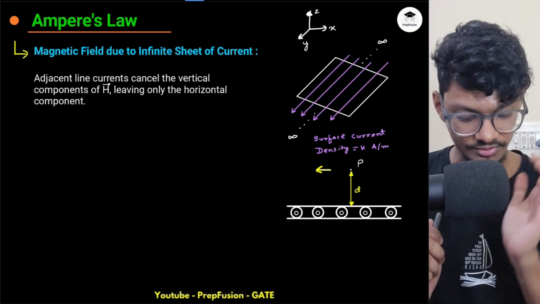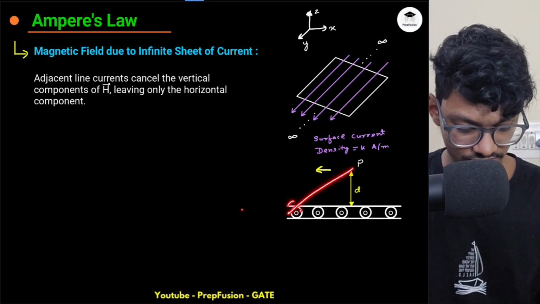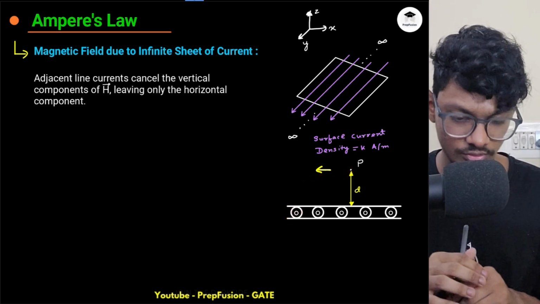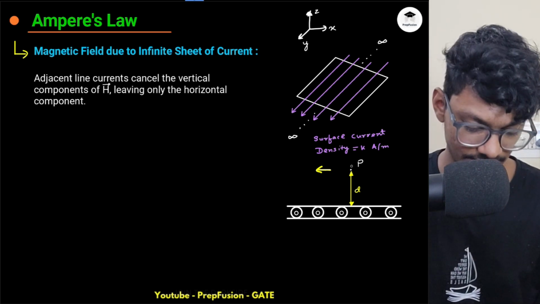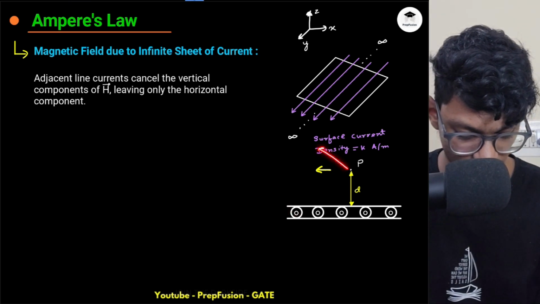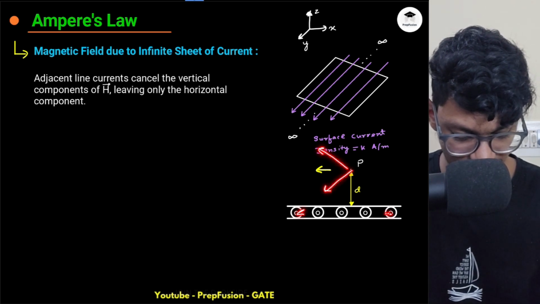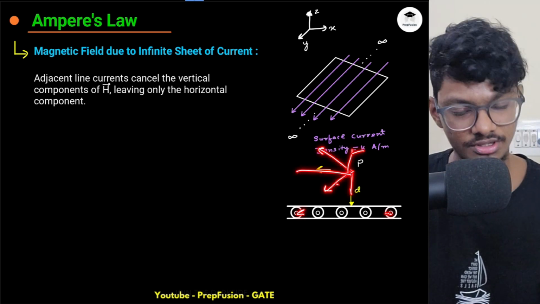Okay, somewhere on the left hand side. What I will do is, this is the direction of the current, and then I will do the dl cross r. So if I do dl cross r, this will be somewhere in this direction, and due to this the magnetic field will be somewhere in this direction, and due to this one the magnetic field will be somewhere in this direction. So what will happen? Ultimately, the vertical components will get cancelled and the horizontal component will be left.